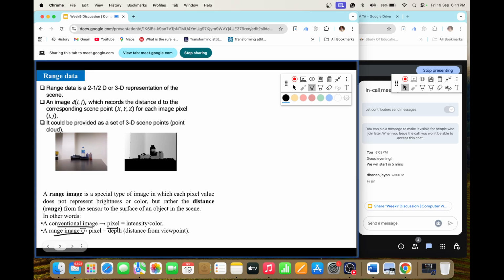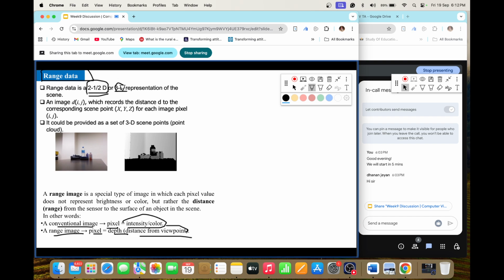But when we talk about the range image that we will be discussing today, each pixel gives us the depth, that is the distance from the viewpoint. That is why this type of image is known as a 2 half D image, not exactly a 3D image. Why 2 half D and not 3D? A 3D image means both x, y as well as z, that means both the intensity and the depth. But when we talk about range data, we are talking about only depth, and not the intensity as well as depth. That is why it is known as a 2 half D image, rather than a 3D image.